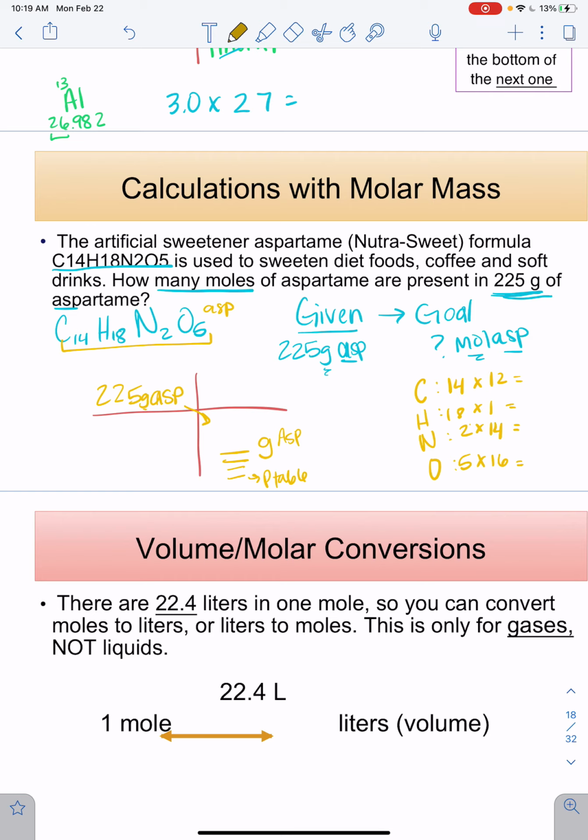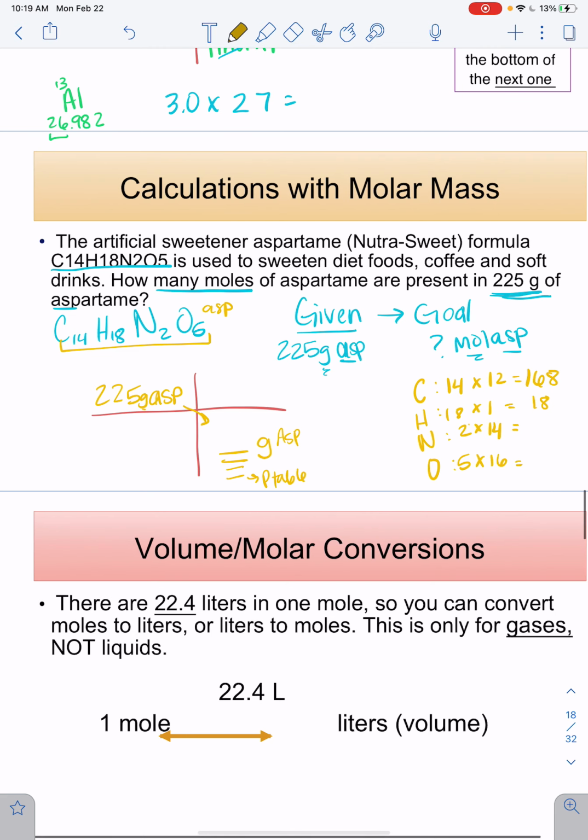So once I have these figured out, I'm just going to do the math for each of them. 14 times 12 is 168. 18 times 1 is 18. 2 times 14 is 28. And 5 times 16 is 80. Okay, that's all my individual pieces. I'm just going to add them up to get the sum. So 168 plus 18 plus 28 plus 80. That's 294. This is how many grams are in 1 mole of aspartame.